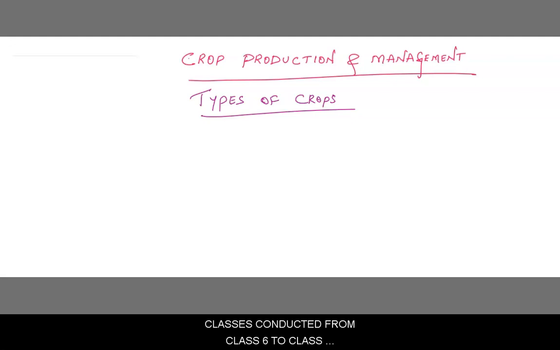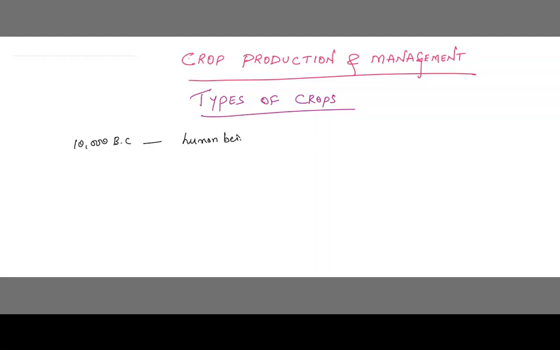Children, around 10,000 BC, human beings were known as nomads. Now what is exactly the meaning of nomads? These are the people who were not staying in one place. Their work was in search of food. They were moving from one place to another place. That is called nomads.